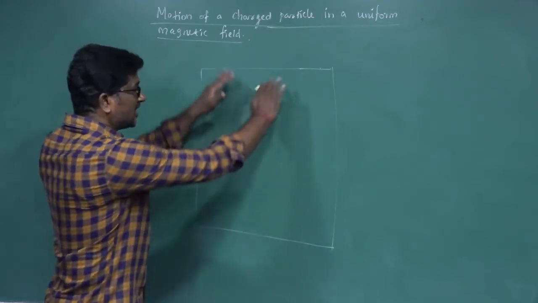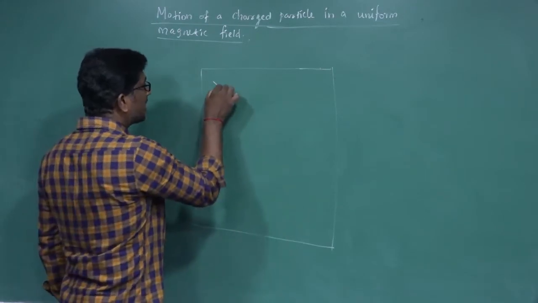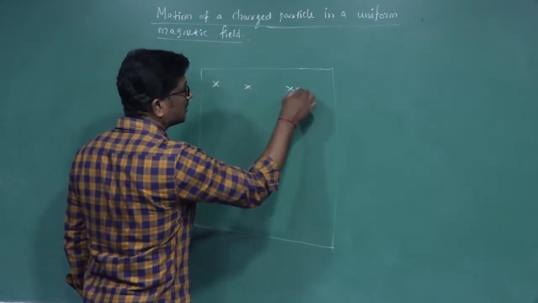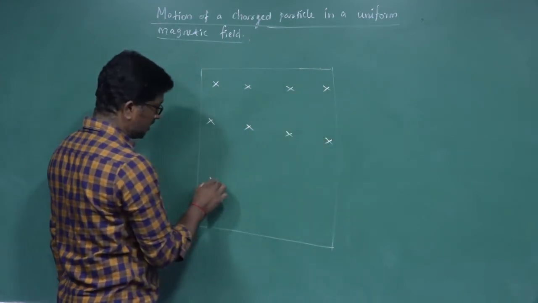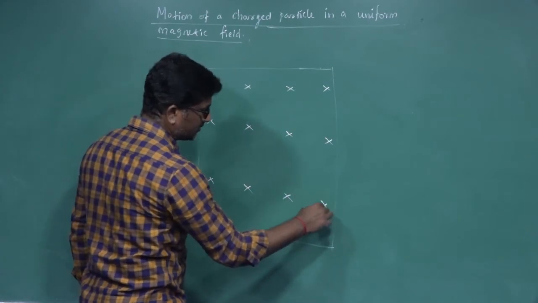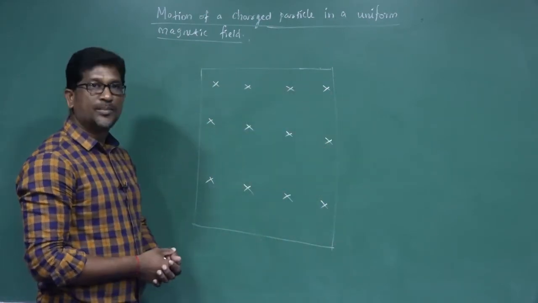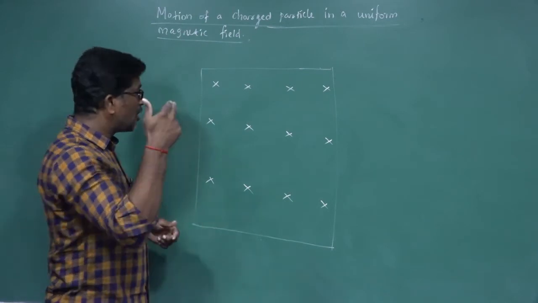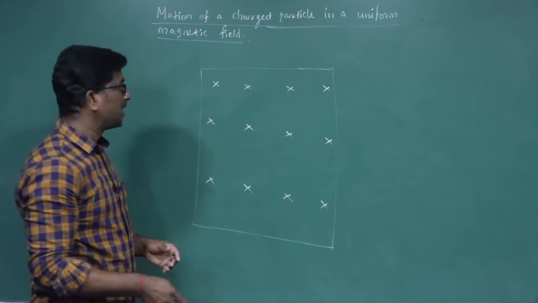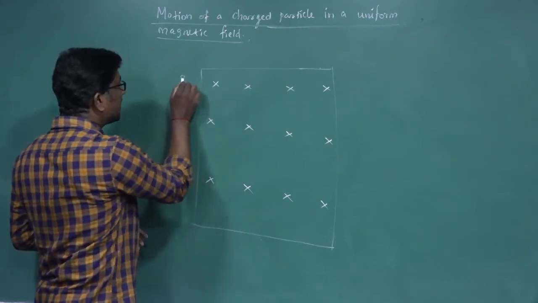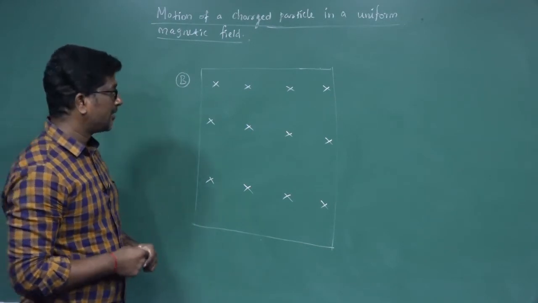In this region, there is a uniform magnetic field. Suppose that magnetic field is acting perpendicular to the plane of the board and inward. Here, this cross indicates the direction of the magnetic field, which is acting perpendicular to the plane of the board, and this magnetic field strength is denoted by B.